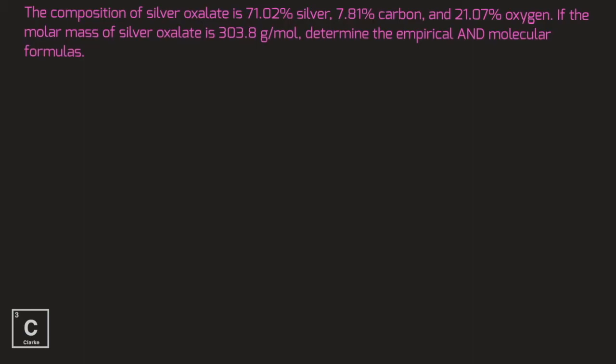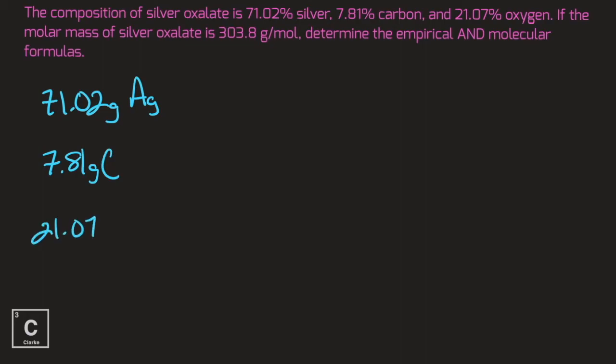At least this problem is asking for the empirical formula if we're already going to have to find it anyway. We're going to have to do all the steps because we're starting at percent. Percent to mass, remember that's just writing them down, 71.02 grams of silver, 7.81 grams of carbon, and 21.07 grams of oxygen.